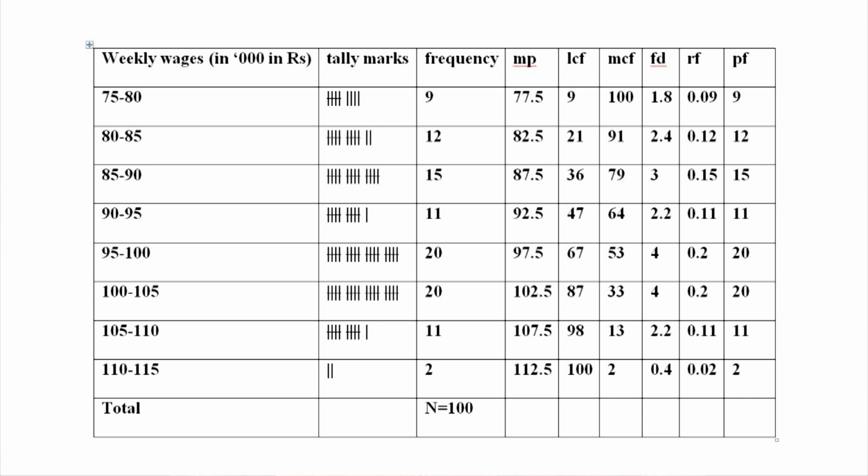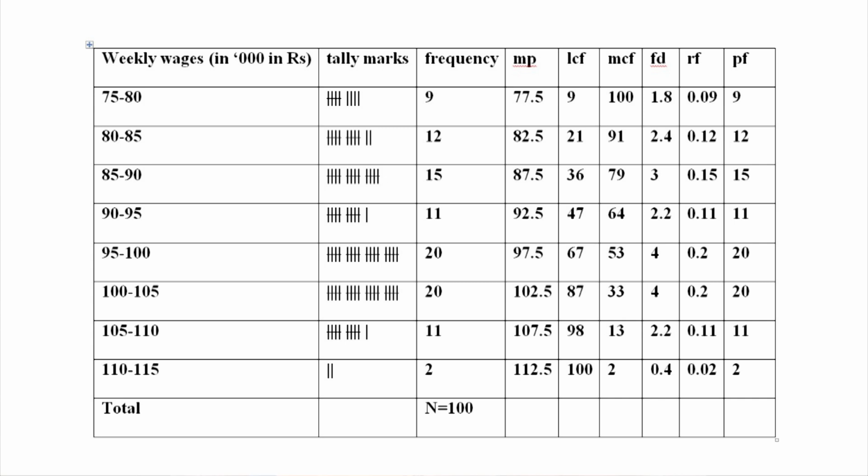Now, in order to compute the frequency density, the formula used is frequency of the class divided by width of the class. Therefore, for the first class 75 to 80, the frequency density is 9 divided by width 5, which is equal to 1.8. For the class 80 to 85, the frequency density is 12 divided by 5, which is equal to 2.4. Then for the class 85 to 90, it is 15 divided by 5, that is 3.